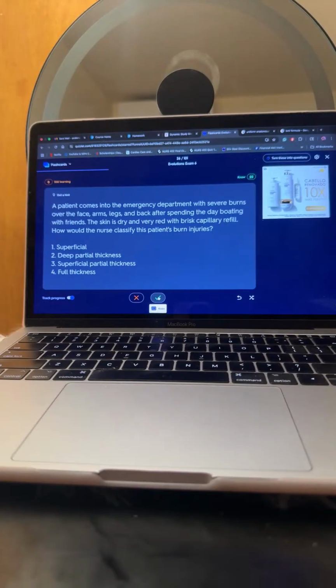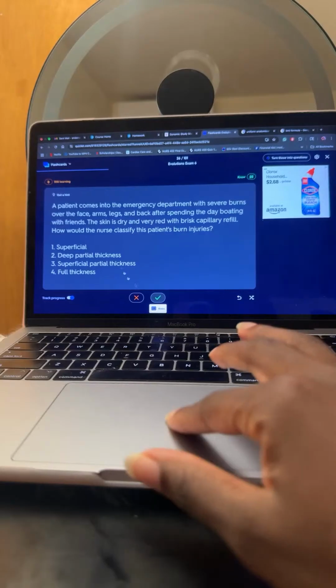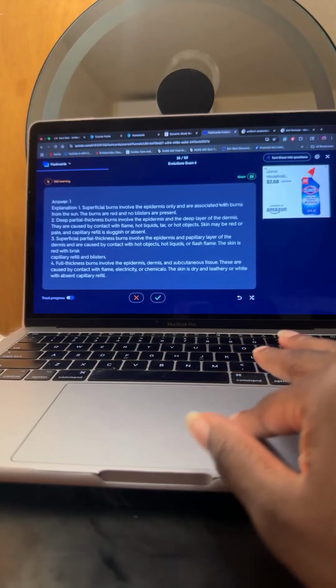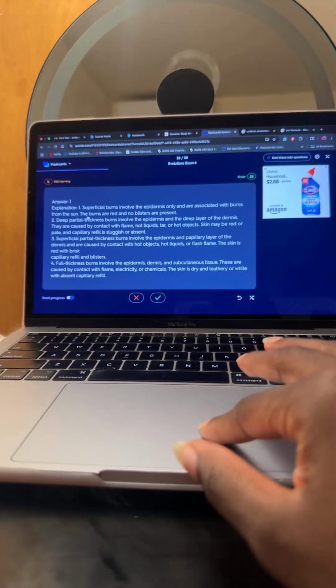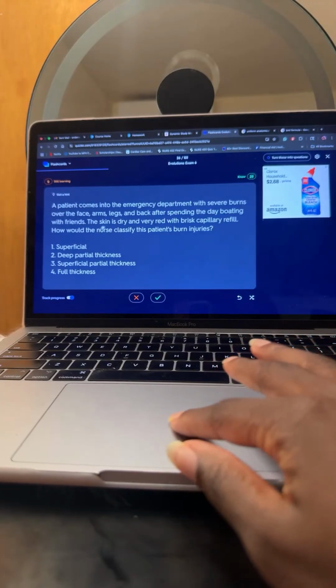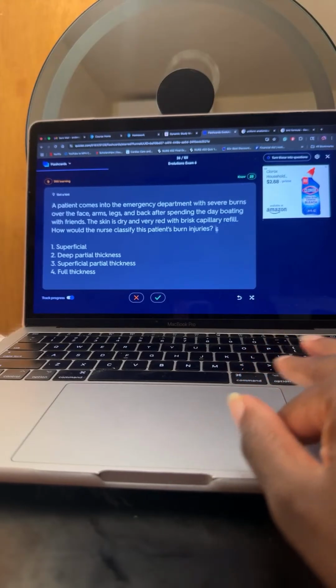A patient comes into the emergency department with severe burns over the face, arms, legs, and back. After spending the day boating with friends, the skin is dry and very red with brisk cap refill. How would the nurse classify this? This sounds like just a sunburn, so it's going to be a superficial burn. Superficial burns involve the epidermis only and are associated with burns from the sun. The burns are red and no blisters are present, right? Yeah, it says the skin is dry and very red with brisk cap refills.